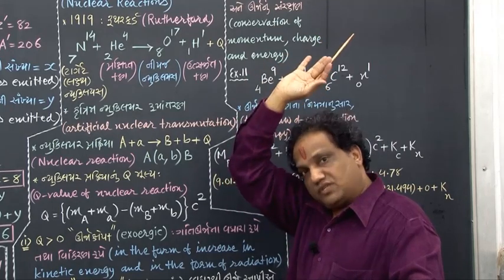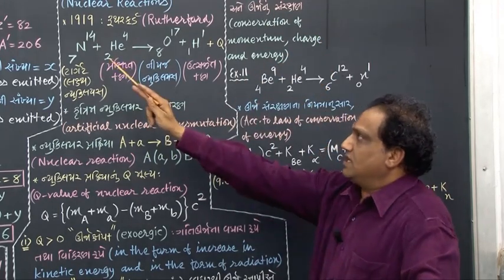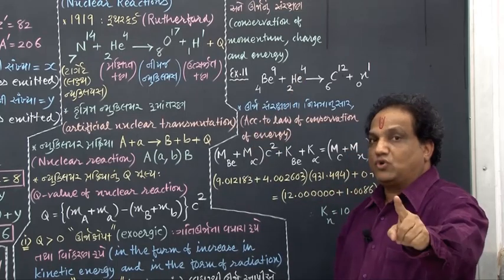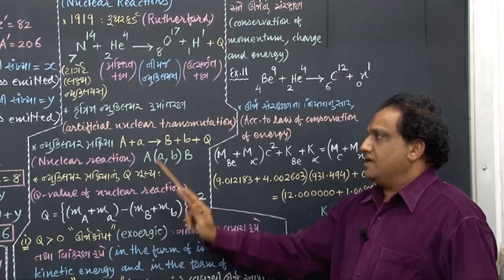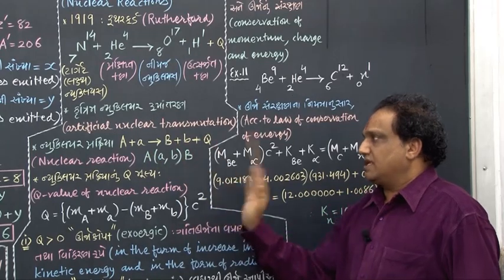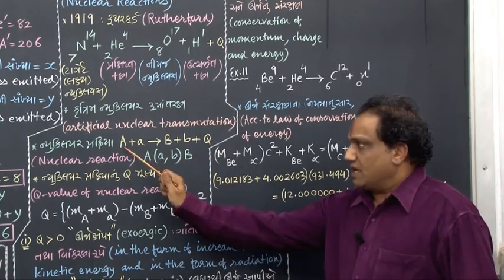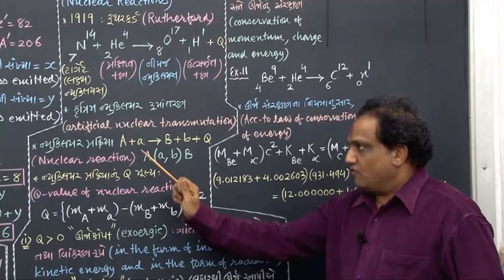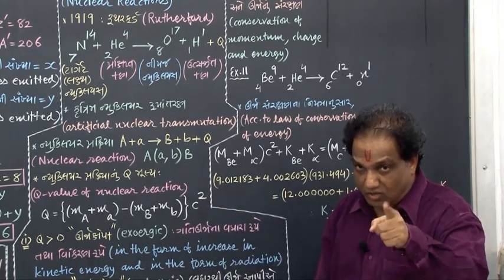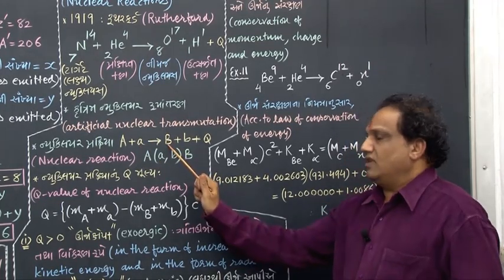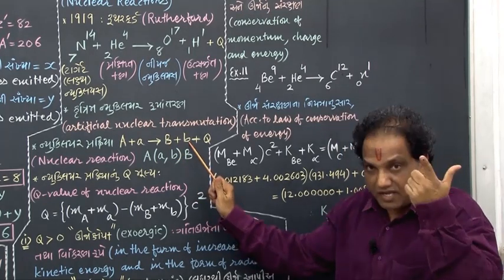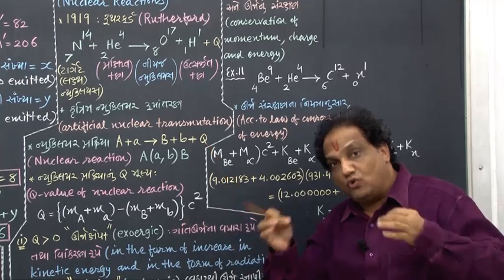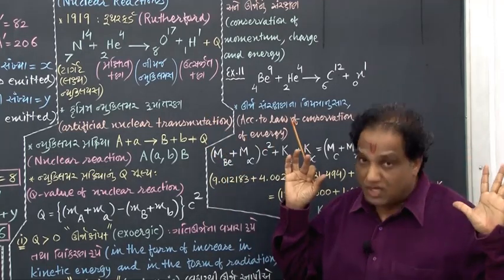Now this nuclear reaction, if you want to show it symbolically, you may show it this way: A plus a gives B plus b plus capital Q. What is capital A? Target nucleus. What is small a? Projected particle or projectile. And what is capital B? Product nucleus. What is small b? Emitted particle. What is capital Q? Q value of the given nuclear reaction.